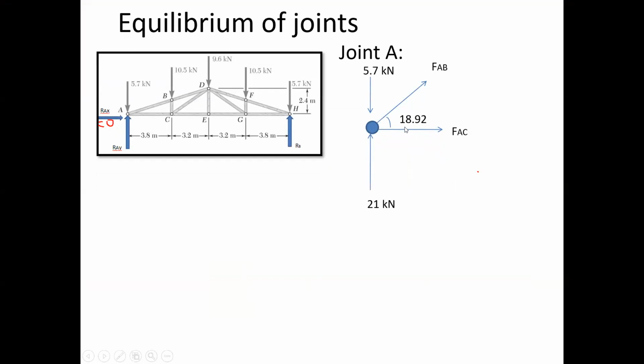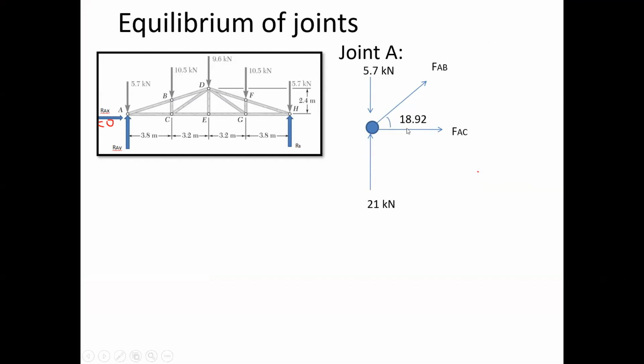Now you can ask how this 18.92 angle comes. It is very simple. You can just use tan of theta in this triangle ADE. Because this height DE is given as 2.4, and the base of this triangle is 3.8 plus 3.2, which means it is 7 meter, you will get this angle as 18.92. You can show the calculations or directly show this angle.